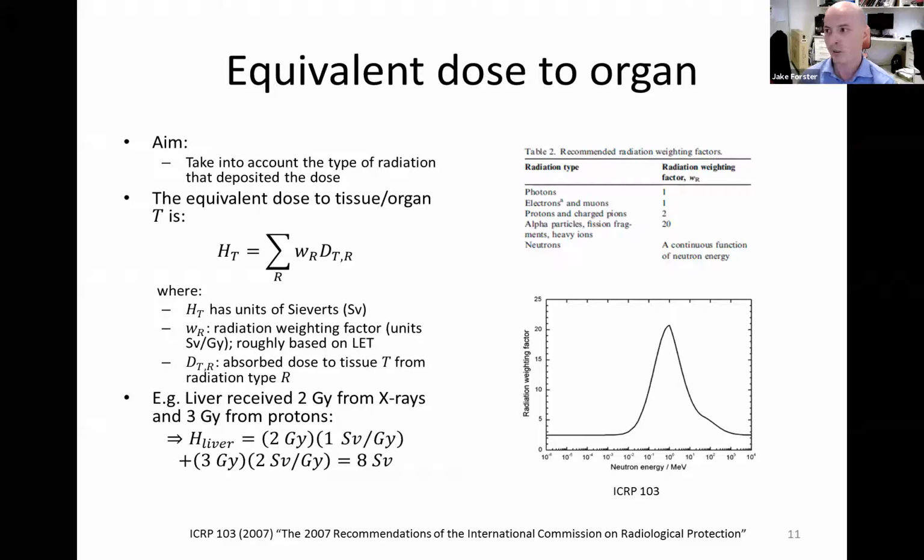These radiation weighting factors, you can generally think of them as increasing with increasing LET of the radiation type. For example, for photons and electrons, we take them to be 1. For protons, we take it to be 2. For alphas, 20. And for neutrons, we use a continuous function of energy. I've got a quick example calculation there. If you had a liver receiving 2 gray from X-rays and 3 gray from protons, then the equivalent dose to the liver would be 8 sieverts.